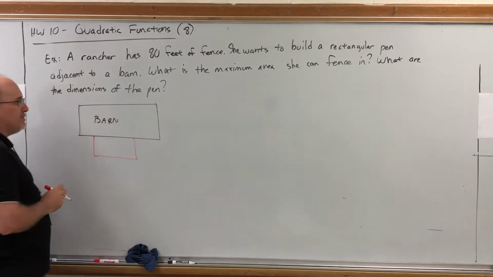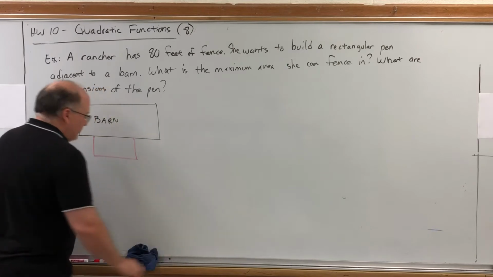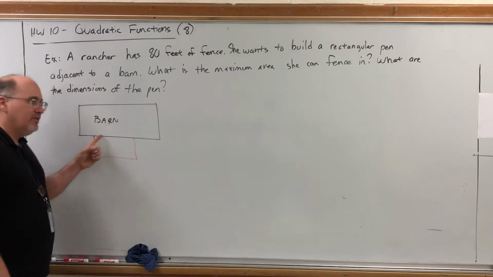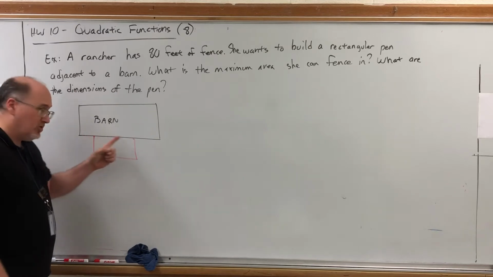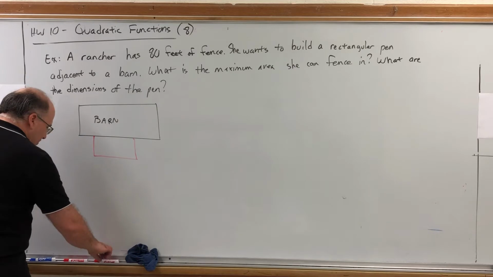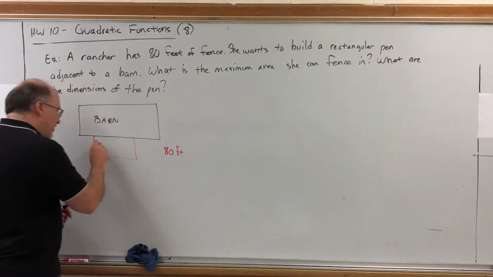And although it doesn't explicitly state it in the instructions in the problem, I probably should have stated that she does not need to put fence along the side of the barn. The barn is serving as the fourth fence, if you will. So what we know is that we have 80 total feet of fence, and we want the maximum area.